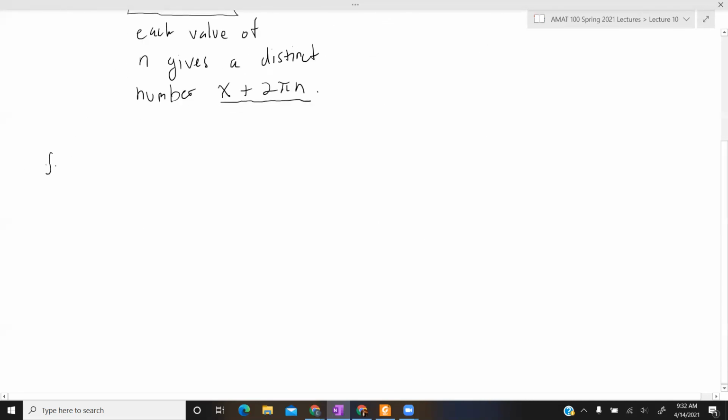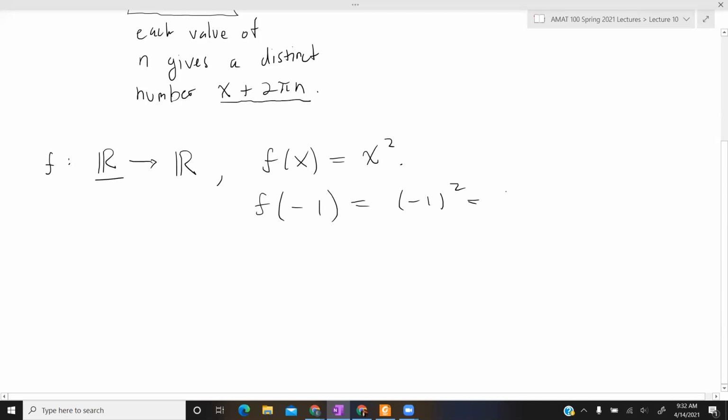So if I take the function f, which goes from R to R, so the domain is all real numbers, and I define it as f of x equals x squared, the function on this domain is definitely not injective, because f of -1 is equal to (-1) squared, which is equal to 1, and that's 1 squared, which is equal to f of 1. So -1 and 1 are different, but they give the same outputs. So when you're thinking about injectivity, or whether a function is invertible, it's not just the rule that you have to look at. You also have to look at the domain.